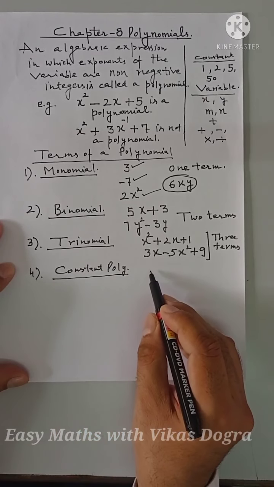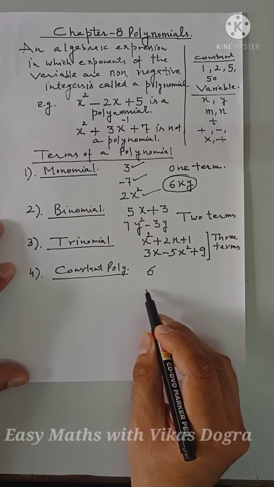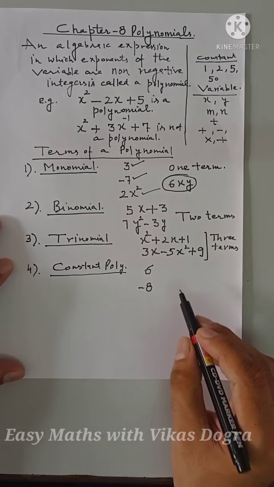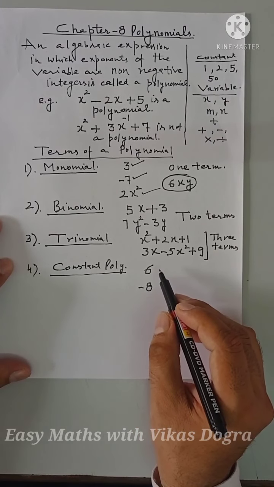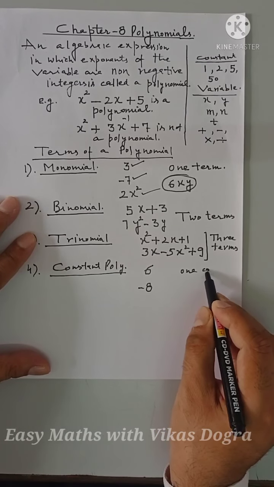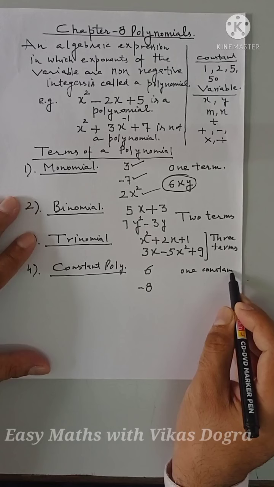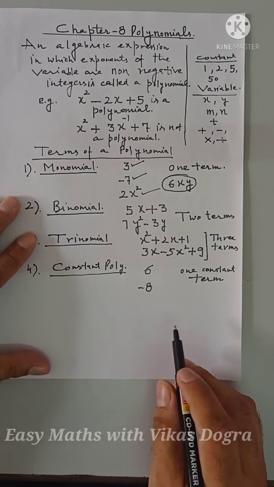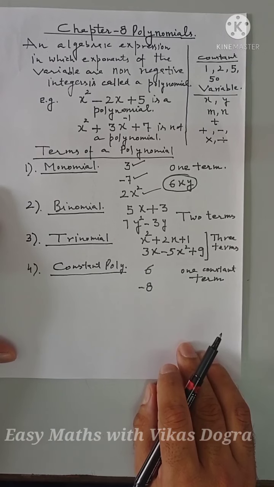I have written 6. I have written minus 8. All these types of polynomials are constant polynomials, right? So a polynomial which contains only one constant term is called a constant polynomial.